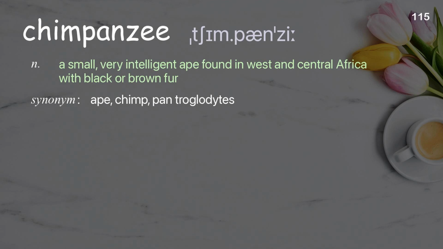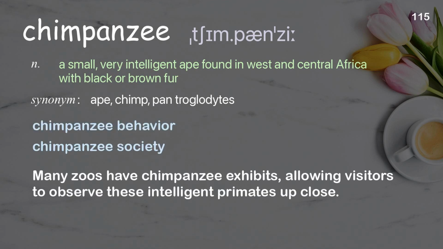Chimpanzee: A small, very intelligent ape found in West and Central Africa with black or brown fur. Examples: Chimpanzee behavior. Chimpanzee society. Many zoos have chimpanzee exhibits, allowing visitors to observe these intelligent primates up close.